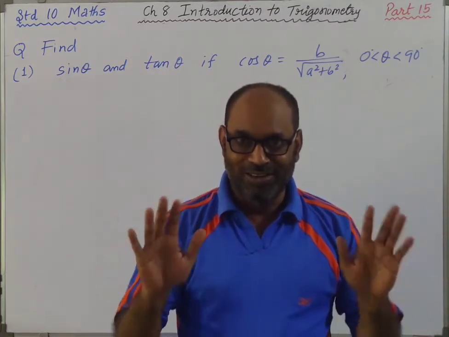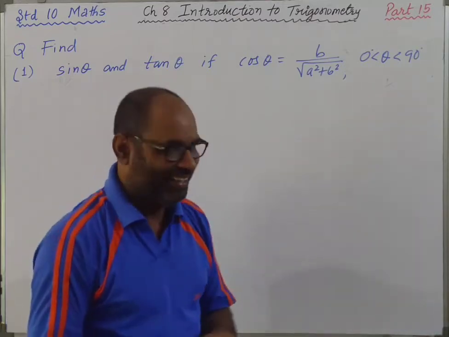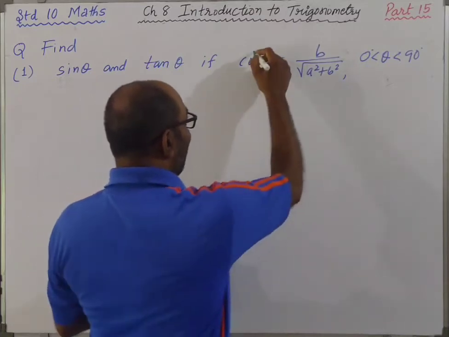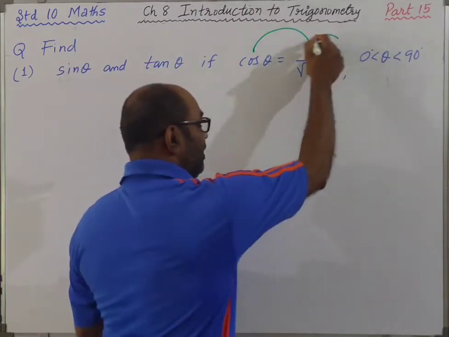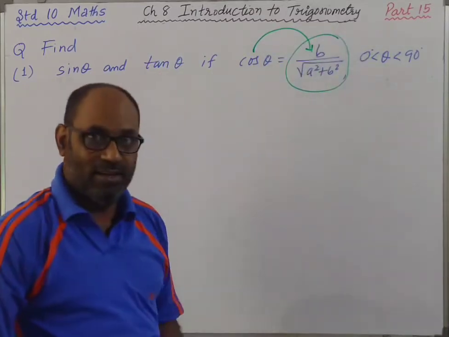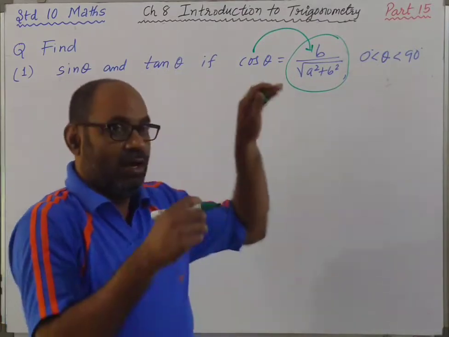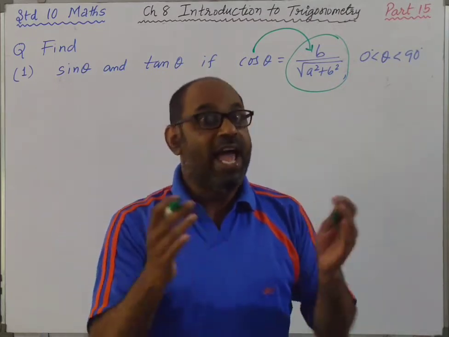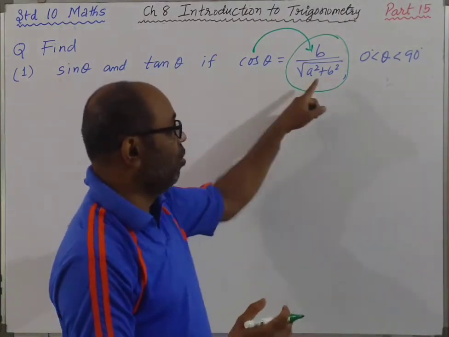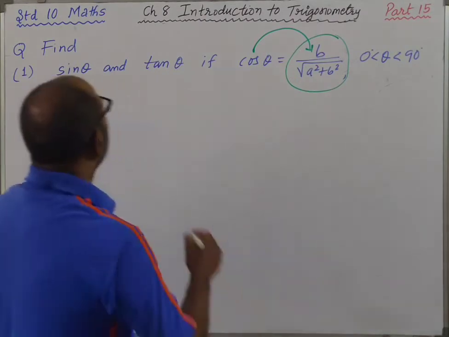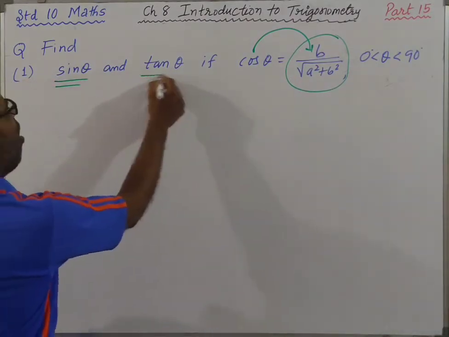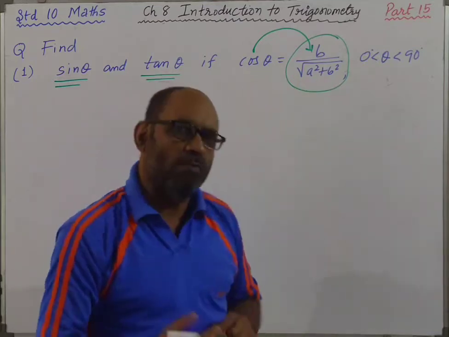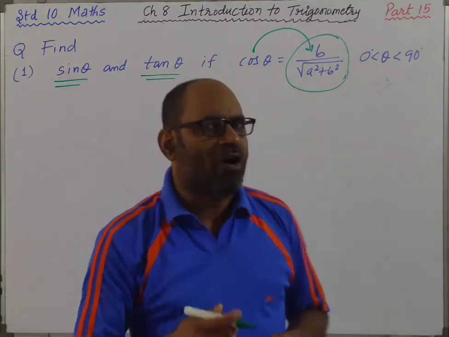Are you scared? Don't be frightened. Alright, I'm talking about this sum. The value of cos theta is in terms of a and b. The value of cos theta is not a known value like 3/4 or root 3 by 2 or 1/2. It is unknown and it is in terms of a and b. So of course sin theta or tan theta which you are going to get will be in the form of a and b and a little bit complex.